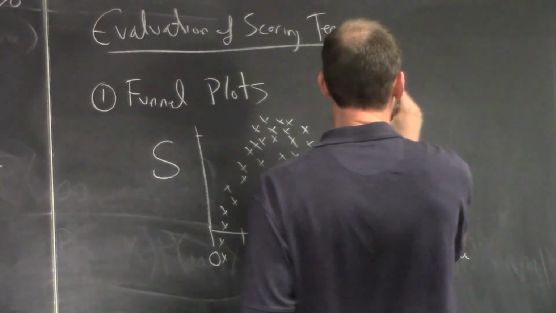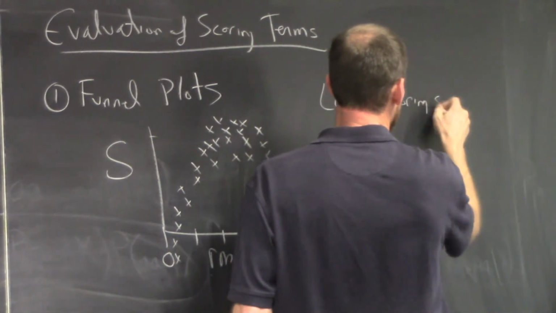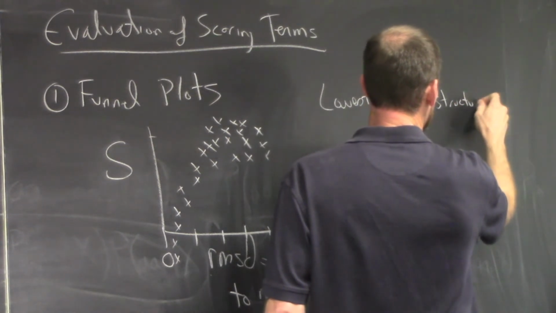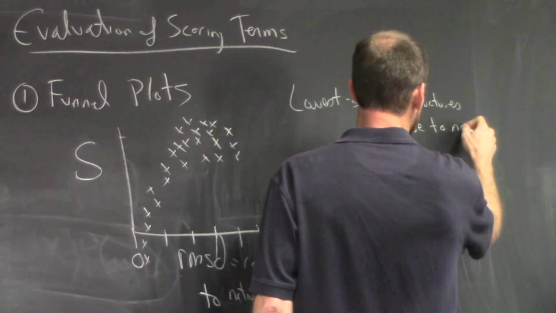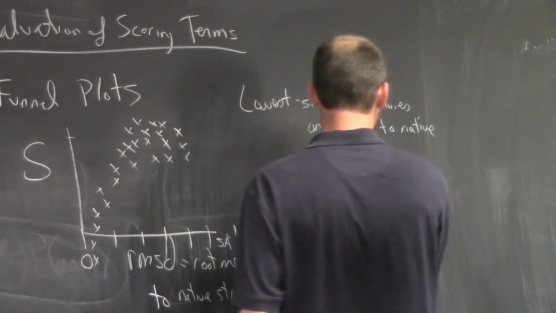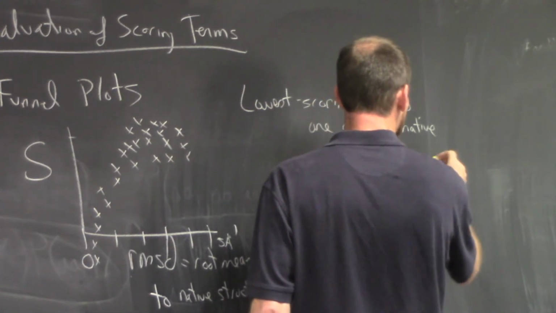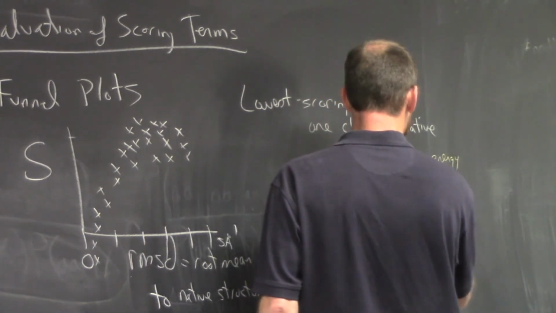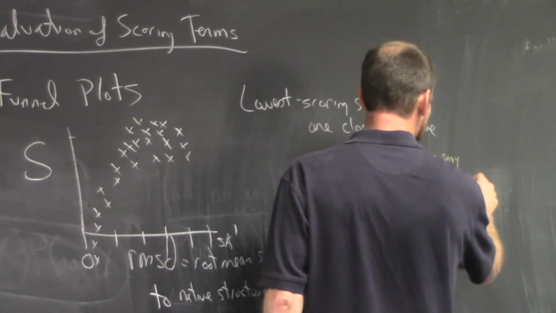Okay, so lowest scoring structures are close to native. And the reason is we're looking for the low free energy, which should be the native state.